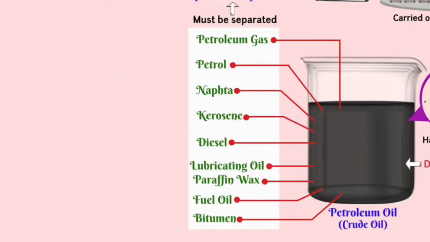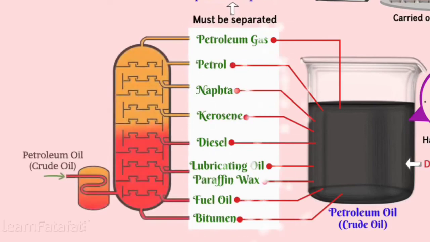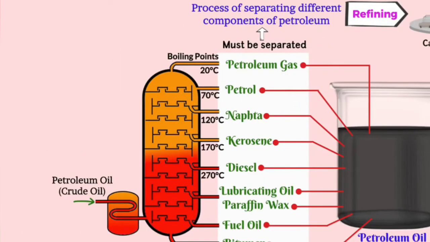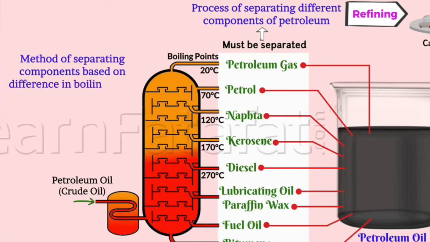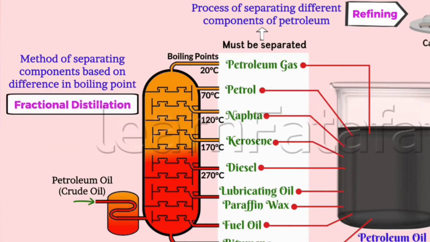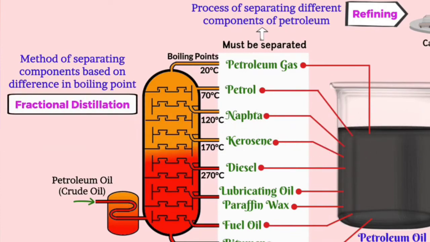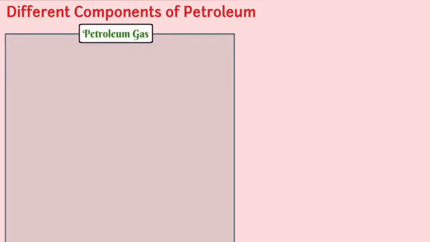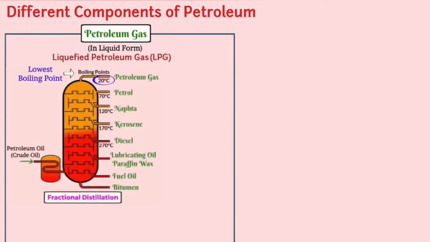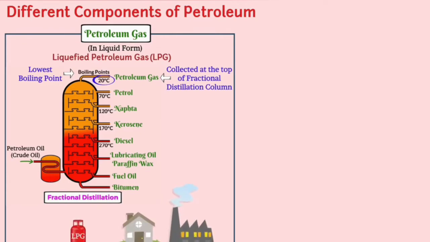The principle used for separation is that different components have different boiling points. The method of separating components based on difference in boiling point is called fractional distillation. Petroleum gas in liquid form, called liquefied petroleum gas, has the lowest boiling point. So it is collected at the top of the fractional distillation column. It is used as fuel for home and industry.